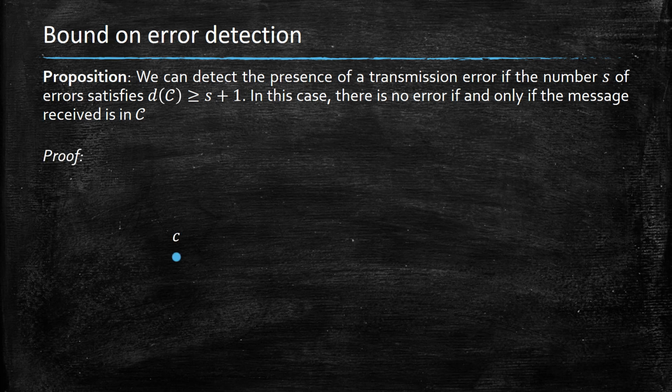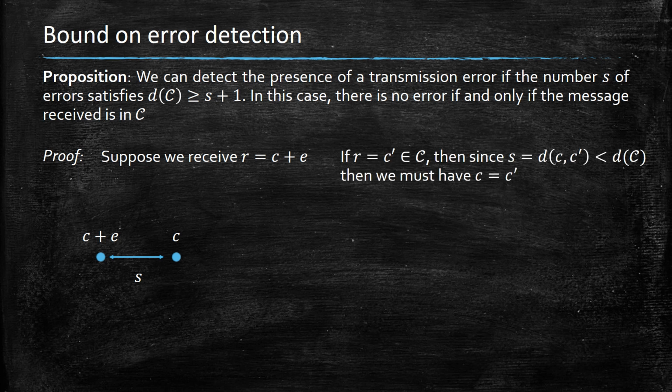So here's the code word that you originally sent. Let's call it C. And we receive C plus some error, and that distance is at most S. Now, here's the thing. If R, the received word, is a code word, then the distance between those two code words is less than the distance of the code, because we just said that the distance of the code is strictly greater than S. And therefore, by definition of the distance as the minimum of the distance between two different code words, it would have to be that C prime and C are the same.